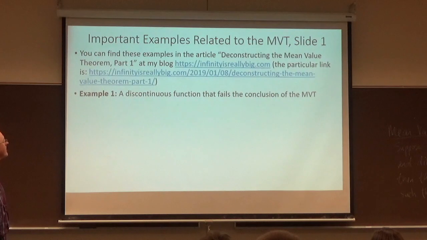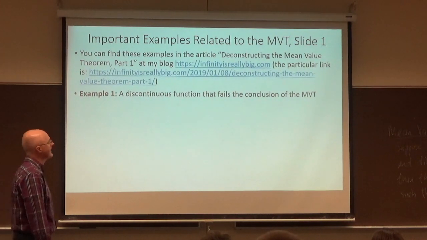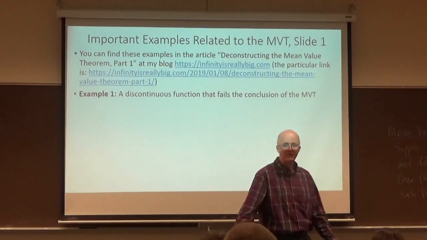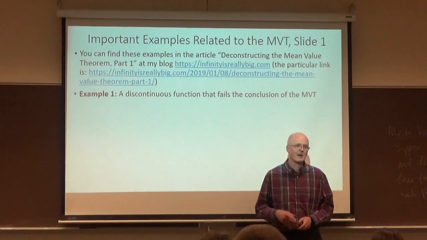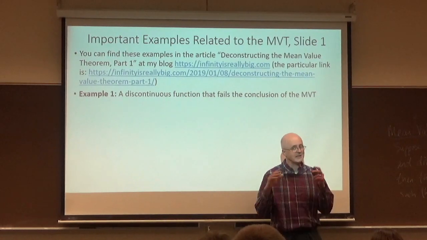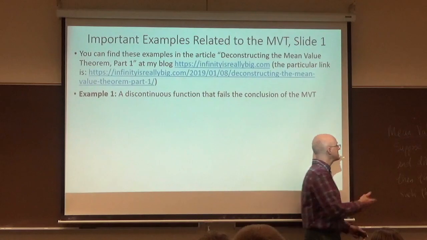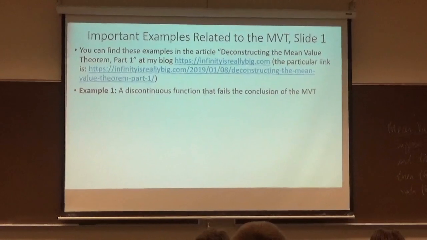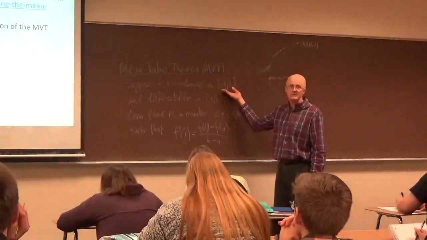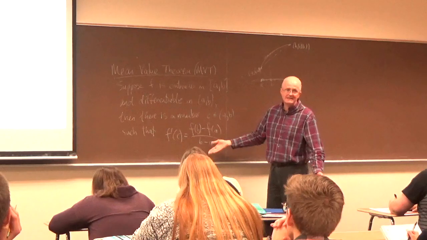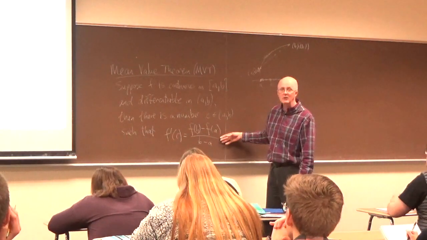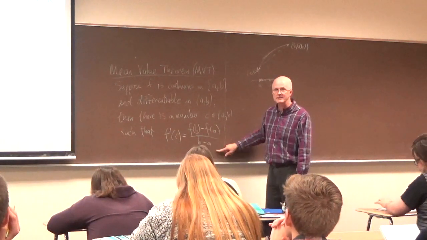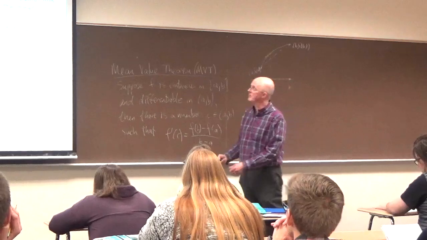Example 1. A discontinuous function that fails the conclusion of the mean value theorem. What does this mean? Well, first of all, it's a function that's not continuous. I made just one point of discontinuity. It's continuous everywhere else. So it does fail the hypotheses. It's not continuous on this interval. So you should not expect it to necessarily satisfy the conclusion. There won't necessarily be a c where the slope of the tangent is the slope of the secant. And that is the case here. It will fail. And here's the example.